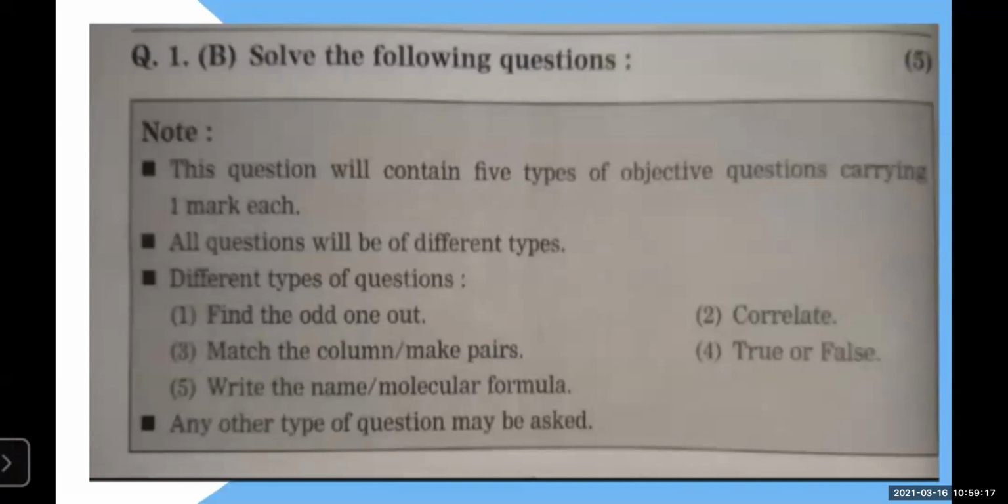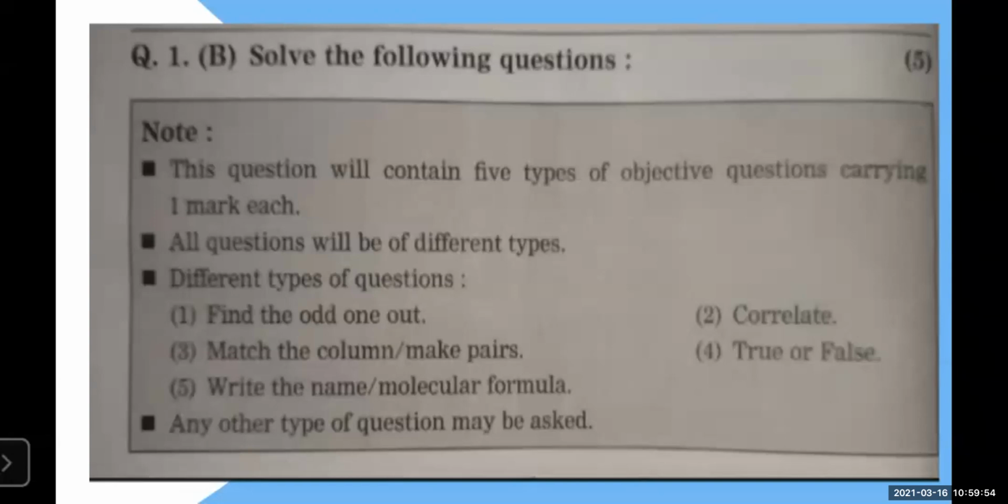This question will contain 5 types of objective questions carrying 1 mark each. So there will be 5 small questions. If you have read the textbook carefully, you can easily answer these questions. So read the textbook carefully, that is the most important thing. These are very small objective questions, with a one word or one sentence answer. Each question will be for 1 mark, so 5 questions, 5 marks.